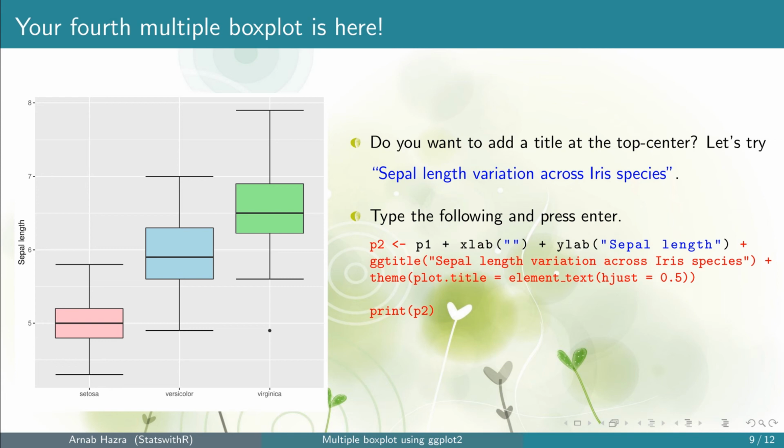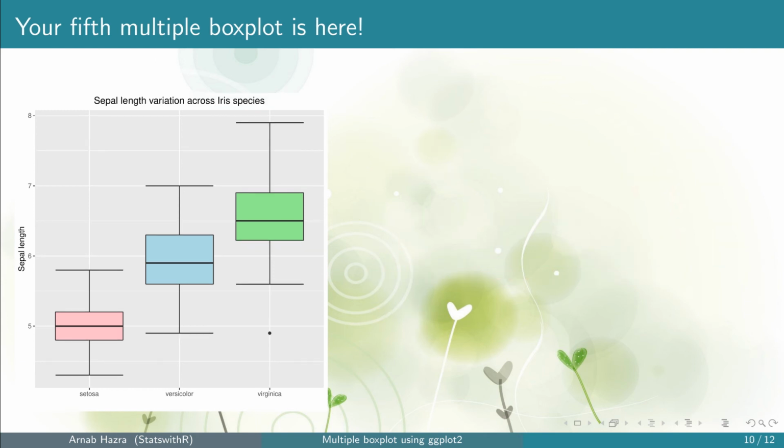Note that we are storing all the layers so far into p2 and will add the subsequent layers on the top of p2. This is just for convenience. Now press enter. Okay, you get your fifth multiple box plot. You can see that the figure title is created now and also it is at the top center.